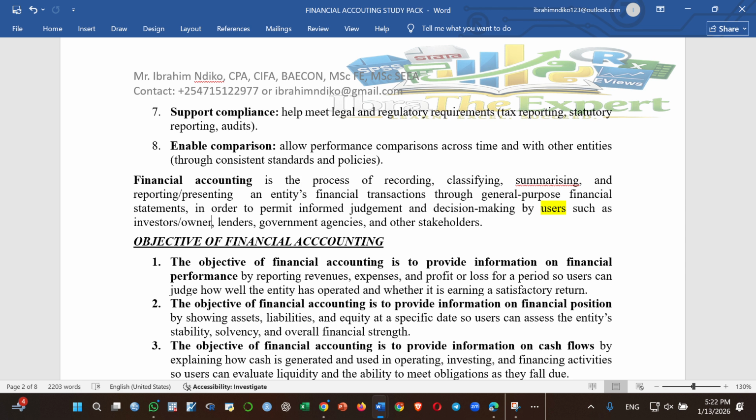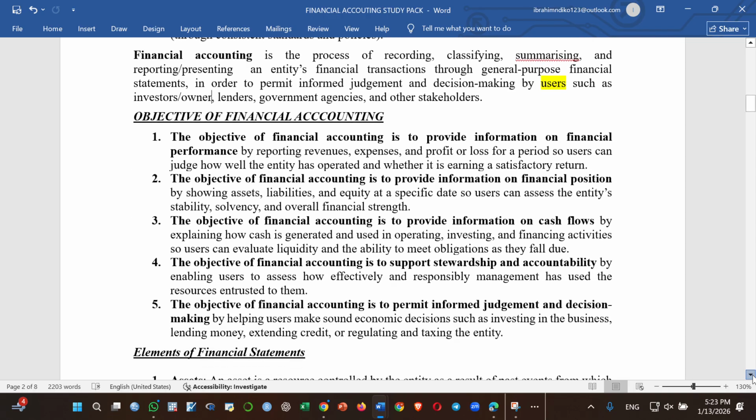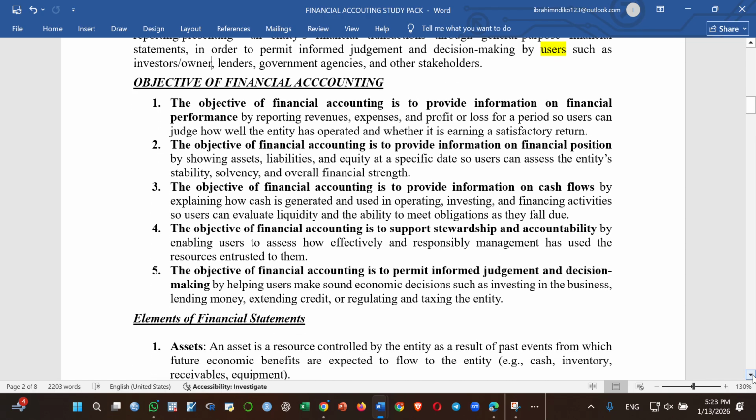So make sure if they ask you to define financial accounting, the part of informed decision and users are there. Now that's the objective. We said the first three objectives are common. Look at this objective.